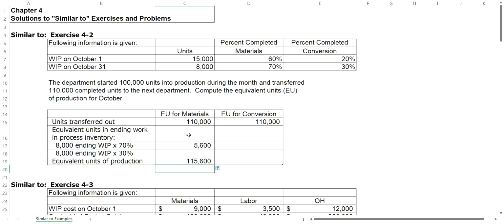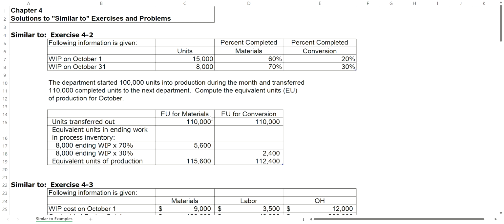115,600 units. For conversion, on October 31st, again, I had 8,000 units in ending work in process that are the equivalent of 30% complete. So 8,000 times 30% means I finished the equivalent of another 2,400 units. Take 110,000 plus 2,400, and my equivalent units for conversion is 112,400.